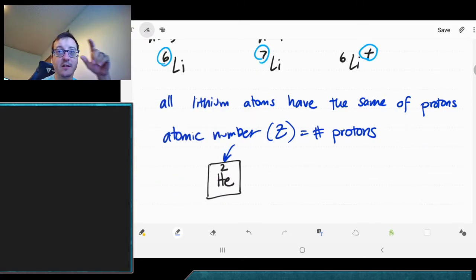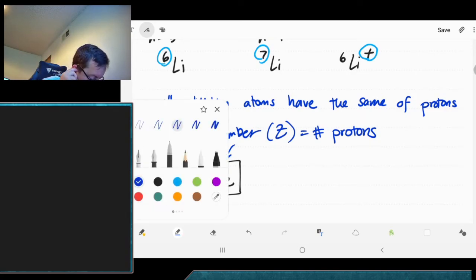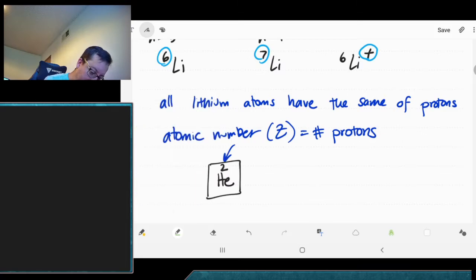Sometimes it's centered on the top. In this particular periodic table, it was on the left, but typically you'll see this number, in fact, you'll always see this number on your periodic table with any given element. So, this is what distinguishes one element from another one.